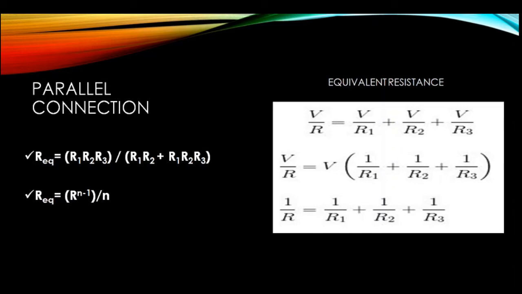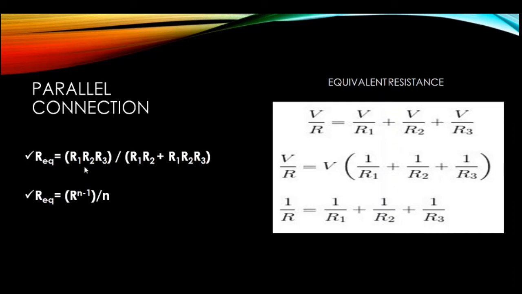Now taking V as common, we get I equals V times 1 by R1 plus 1 by R2 plus 1 by R3. This V and this V get cancelled out, so I have 1 by R, and this R is nothing but my equivalent resistance. 1 by R is equal to 1 by R1 plus 1 by R2 plus 1 by R3. Now further taking LCM and solving it, we get this particular equation here. This is the final equivalent resistance for a parallel connection.